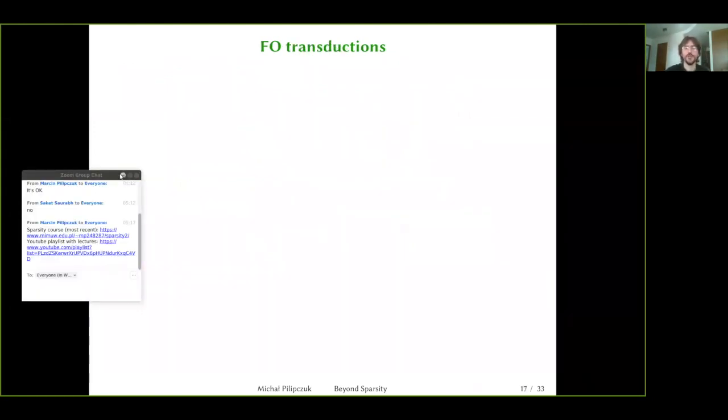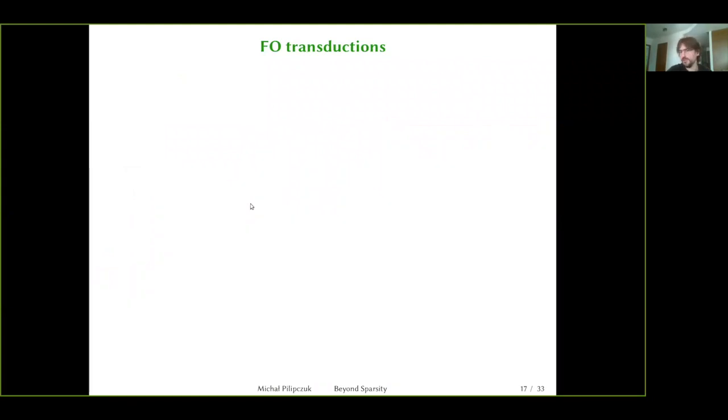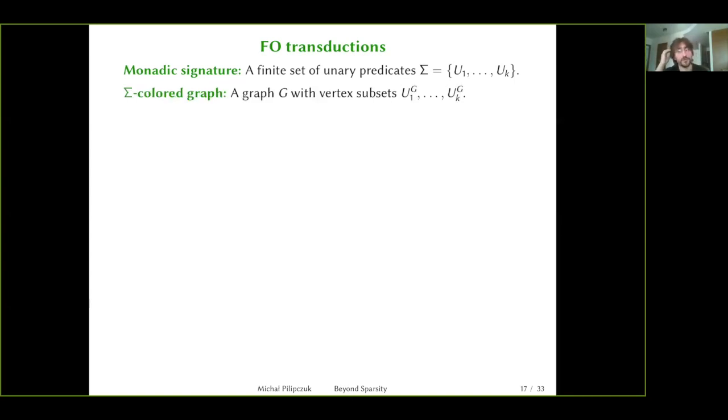So let me go further to the notion of FO transductions. This will not be much more complicated. I will just add one more element, which is a non-deterministic coloring of my structure. A colored graph is simply a graph with some number of distinguished subsets of vertices. So for example, I can have a graph and there will be a subset of blue vertices and a subset of red vertices. And the fact that there will be blue vertices and red vertices will be given by a monadic signature. A monadic signature is just a set of names, the set of names saying that there will be blue vertices and there will be red vertices. And then a sigma-colored graph is simply a graph with the evaluation of this red and blue.